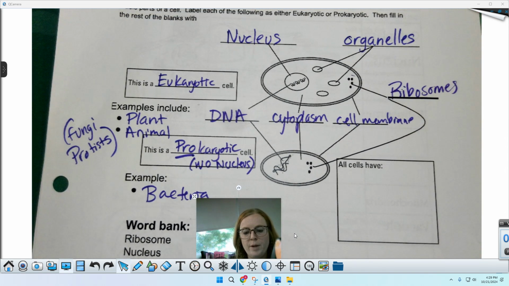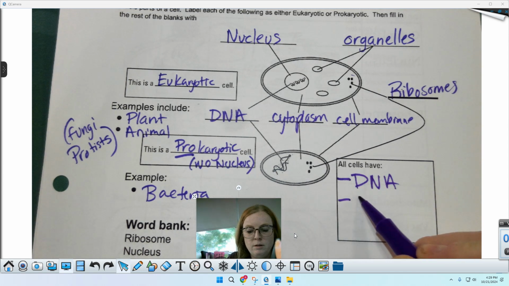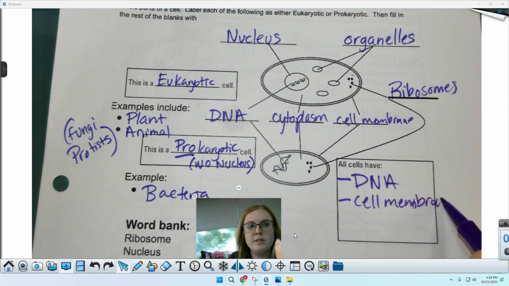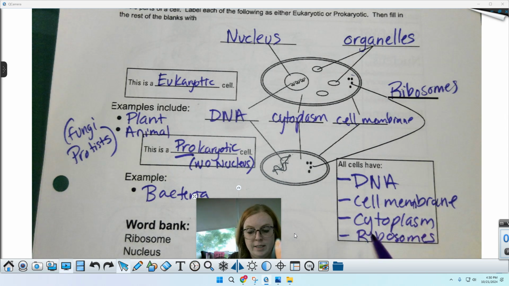All cells have 4 main parts. All cells have DNA. All cells have a cell membrane, the outer boundary to the cell. All cells have a cytoplasm, the liquid inside the cell. And, of course, all cells have ribosomes. Why, of course, do they have ribosomes? Because ribosomes decode the DNA.